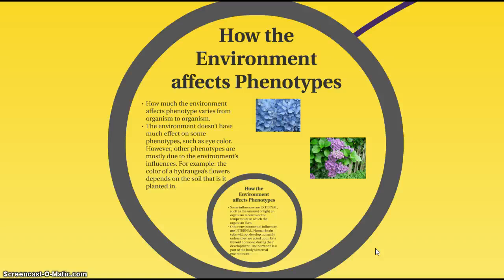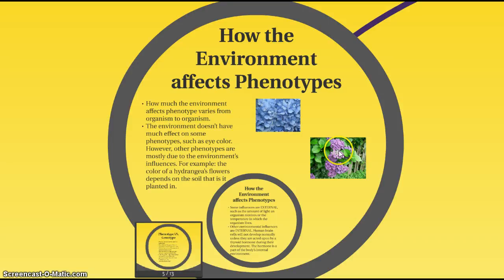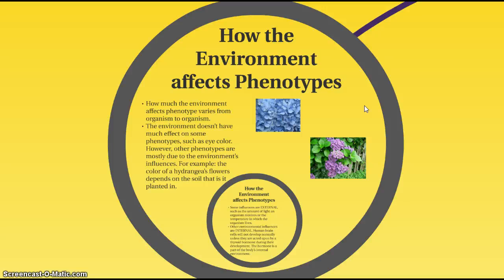For example, the color of a hydrangea's flowers depends on the soil that it's planted in. As you can see, these hydrangeas are both different colors, and the colors of hydrangea depend on the type of soil that it grows in. If it's acidic, it's one color, and if it's more of a neutral soil, then it's another color.